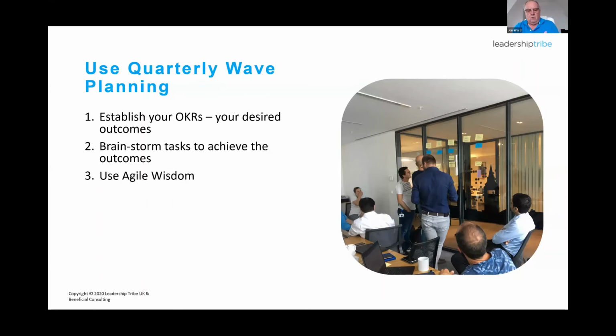Okay, so what I'm saying to you is to look at the quarterly wave plannings, look at your OKRs, brainstorm what tasks, and then I'm going to say to you very fundamentally, use Agile Wisdom. And by that I mean, there's a load of material in the lean space, there's a load of material in the XP space. I've got here the book, Choose Your WoW from Disciplined Agile. Use the Agile Wisdom to justify what you're changing.